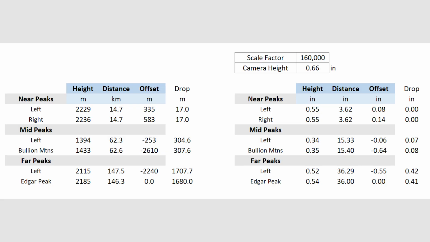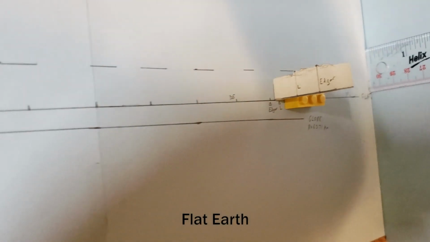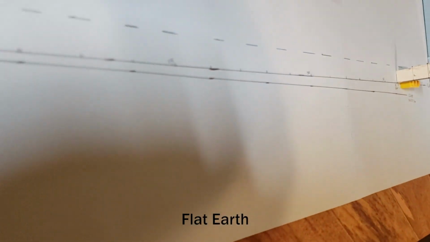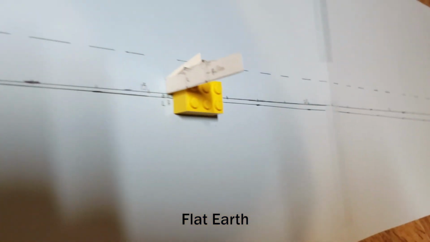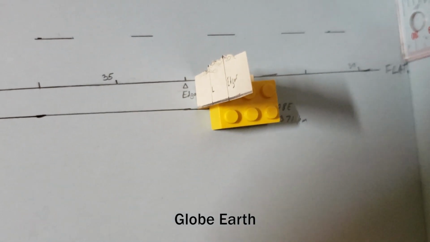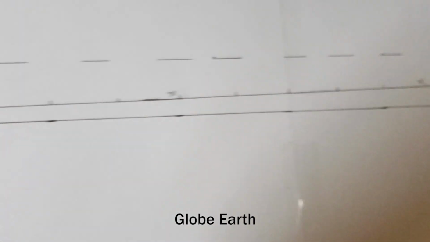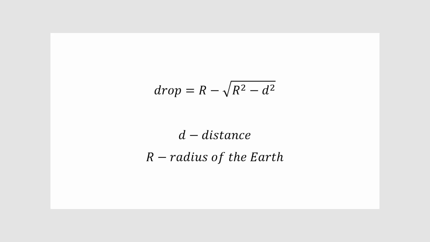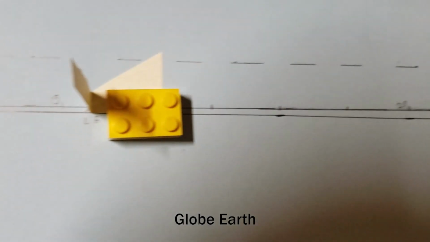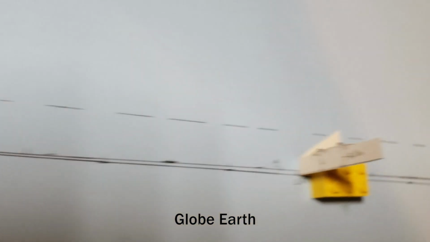I modeled the observation in 1 to 160,000 scale in units of inches. Starting with a straight line representing a flat Earth, I located the peaks at each distance. The peaks were cut out to scale, and the camera height was also marked with its eye level. I calculated the physical curvature drop according to this formula, which very nearly matches the common 8 inches per mile squared at these distances. With these numbers, I drew out the curved surface representing sea level on a globe.